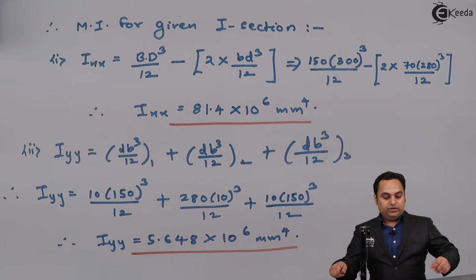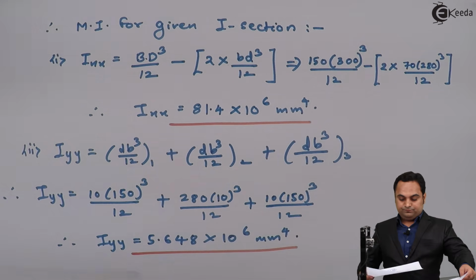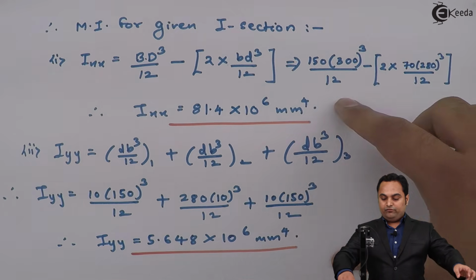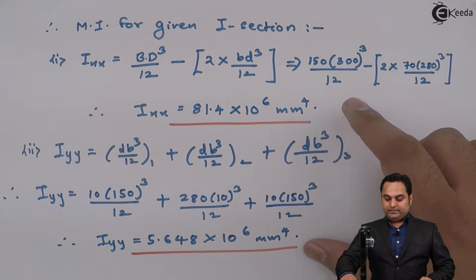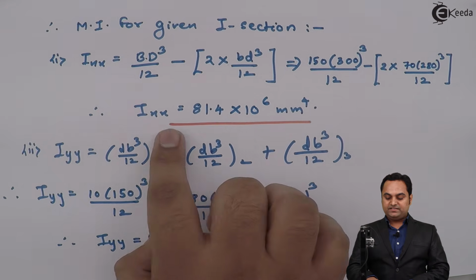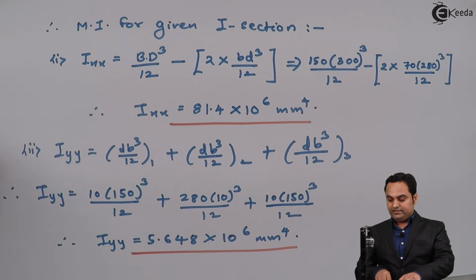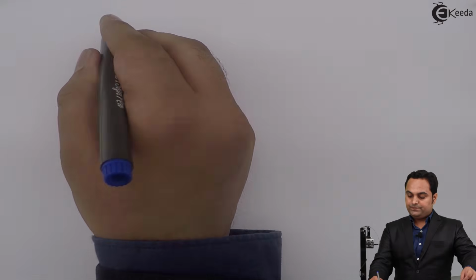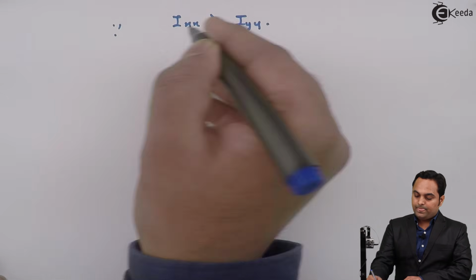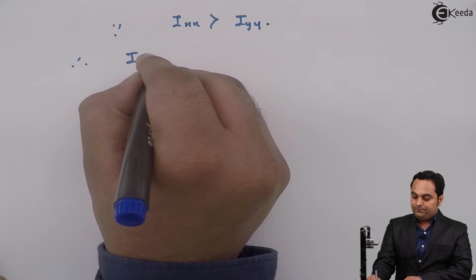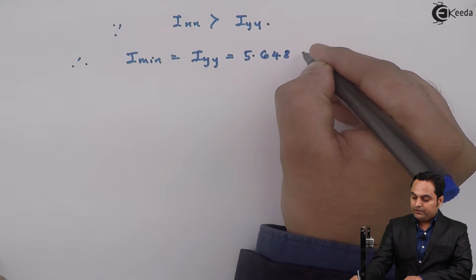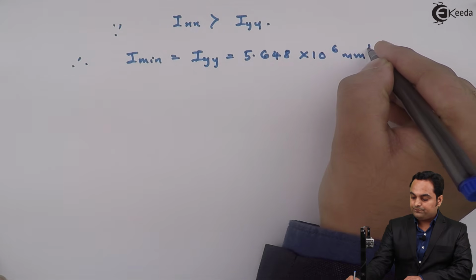So here in the Euler's formula we want I minimum value, that is the minimum moment of inertia. Now if we compare Ixx, Iyy, it is clear that Iyy value is less. It is 5.648 into 10 raised to 6, whereas Ixx was 81.4 into 10 raised to 6. So I'll say that since Ixx is greater than Iyy, therefore I minimum is equal to Iyy, and the answer is 5.648 into 10 raised to 6 mm raised to 4.